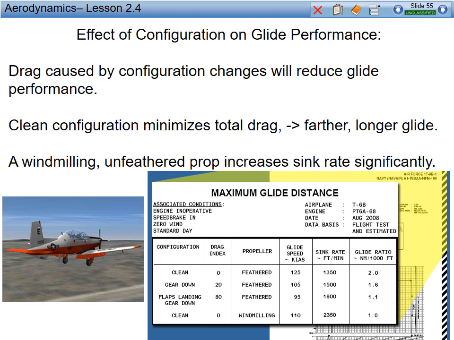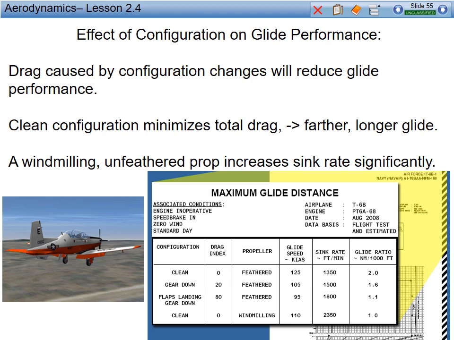As you see in the chart, in a clean configuration, your best glide speed is 125 knots with a 1,350 foot per minute rate of descent. Glide ratio is 2 nautical miles to every 1,000 feet. Lowering your gear will increase your drag index to 20. Best glide speed will decrease to 105 knots, and sink rate will increase to 1,500 foot per minute, reducing your glide ratio by 25%.